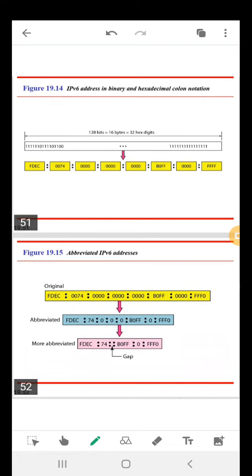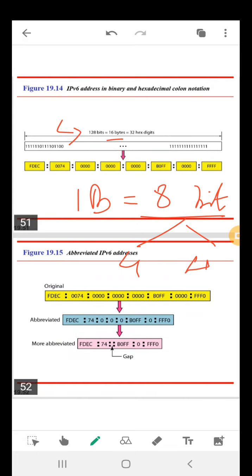Now how this hexadecimal notation will look is, we know the size of the IPv6 address is 128 bit, which is equal to 16 byte. Now, one hexadecimal digit is equal to 4 bit. 1 byte is equal to 8 bit, and that 8 bit will have 4 bit plus 4 bit. This is called nibble, and each 4 bit combination is called hexadecimal. One hexadecimal digit will be equal to 4 bit.